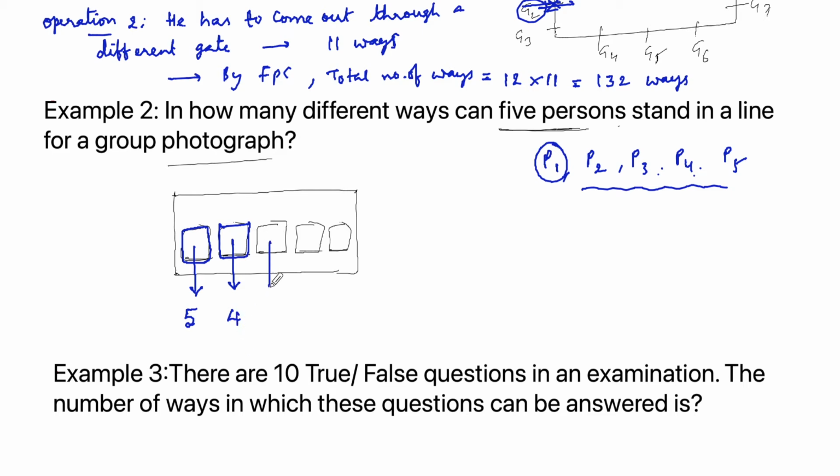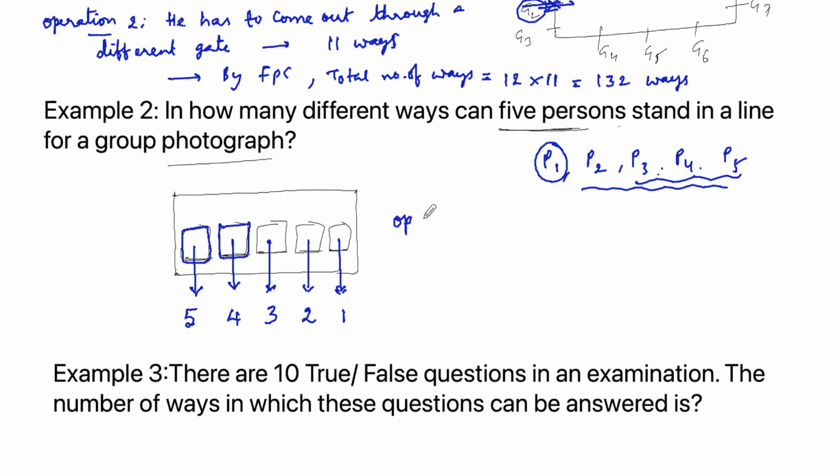And the next, third one. If 2 persons have already occupied, then only 3 possibilities remain, any of the 3. So 3 possibilities are there for the third position. Then if 3 persons have already occupied, only 2 persons are left over, so they have 2 possibilities for the fourth position. Similarly the last position, only 1 person is left, that is 1. Means here we have done it in 5 different operations.